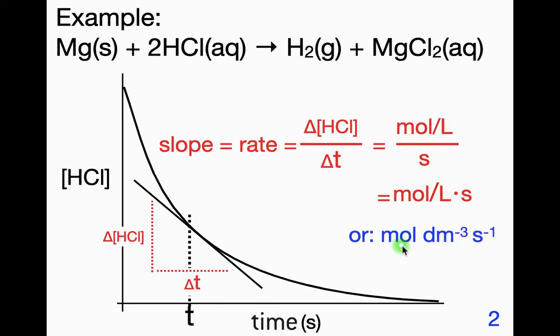Now in your textbook, it would say moles per cubic decimeter per second. Remember, negative exponent just means it's in the denominator. A cubic decimeter is the same thing as a liter. In our next unit, we'll visit these units in more detail. I just thought I'd mention that in passing. For this unit, we'll be using just moles per liter seconds.